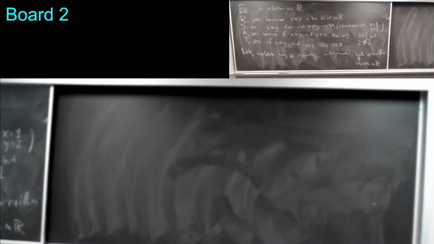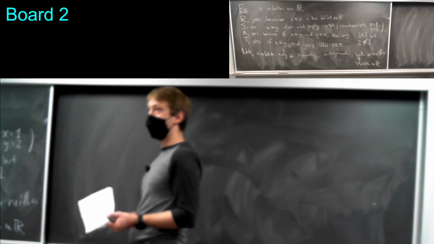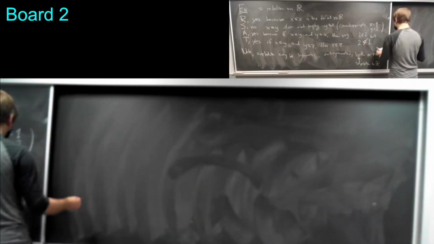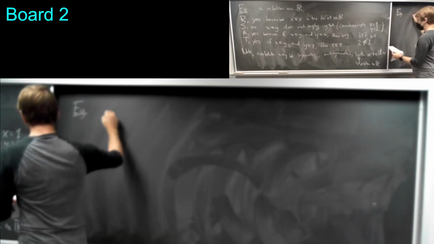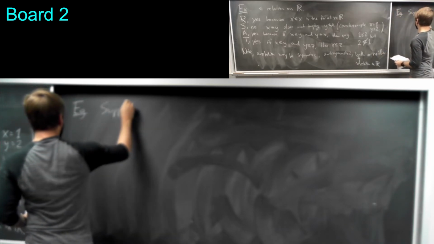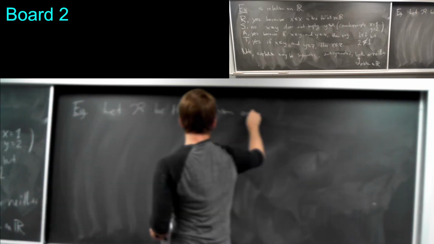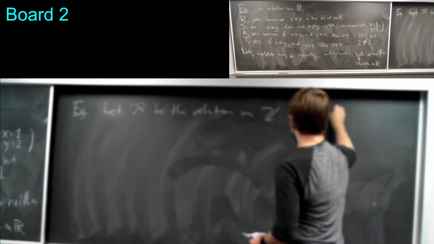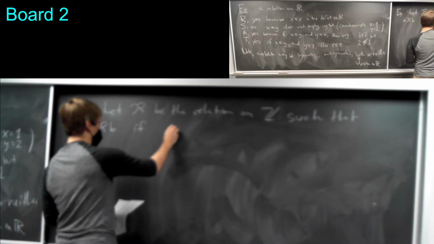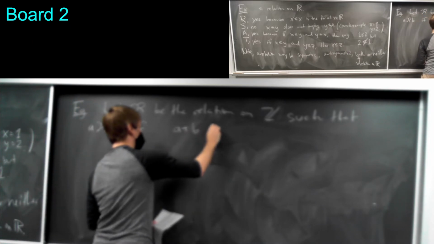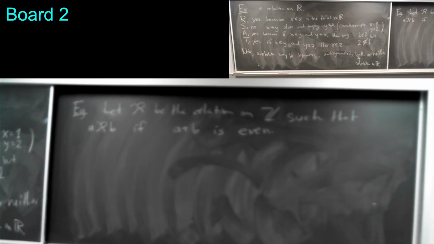Okay, let's do a slightly more abstract example, maybe a relation you're not already used to. Suppose that R is the relation on Z such that a is related to b if a plus b is even. Okay, so this is a relation.